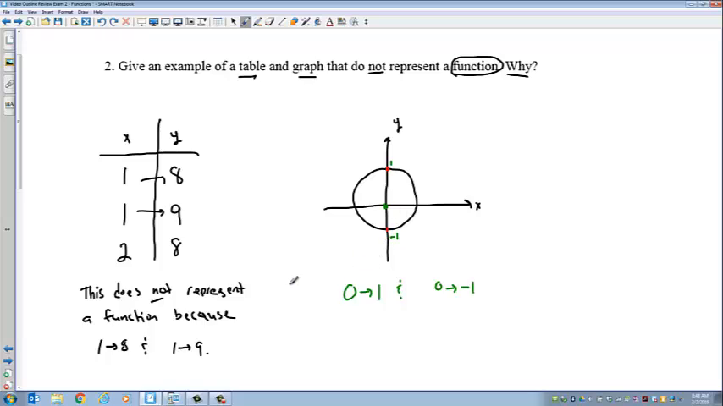All right, so again, you can say this does not represent a function because 0 goes to 1 and 0 goes to -1. We also sometimes use what's called the vertical line test for this one. So the vertical line test says if it hits it more than once, then it's not a function. So it does not pass the vertical line test.